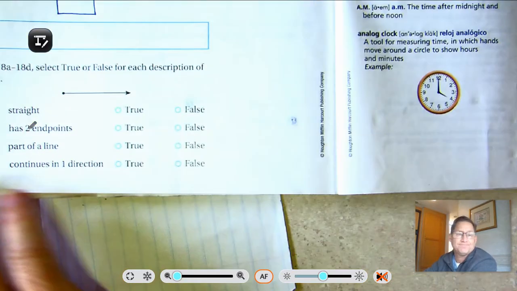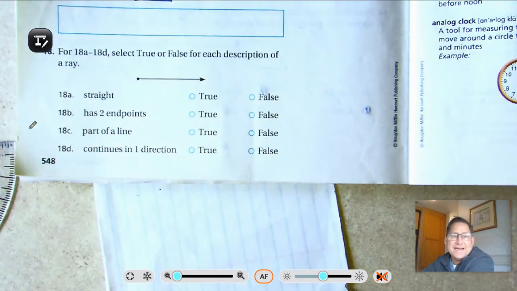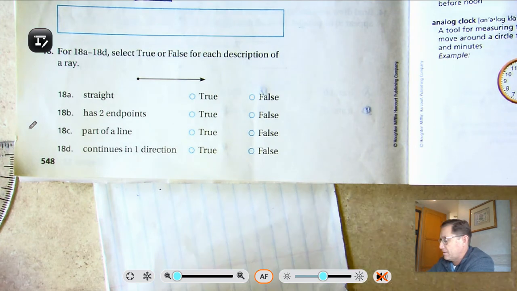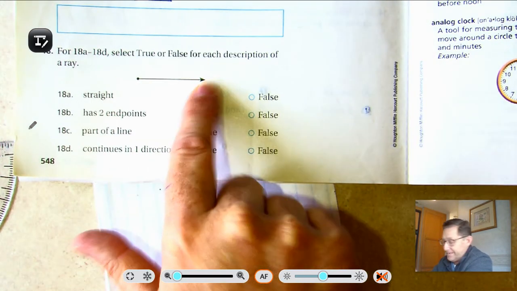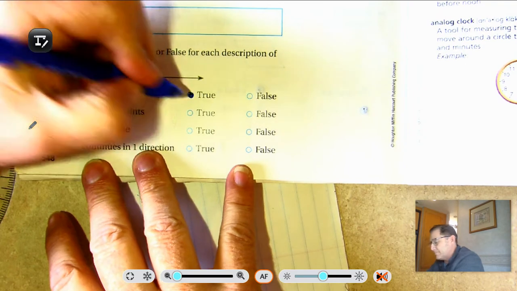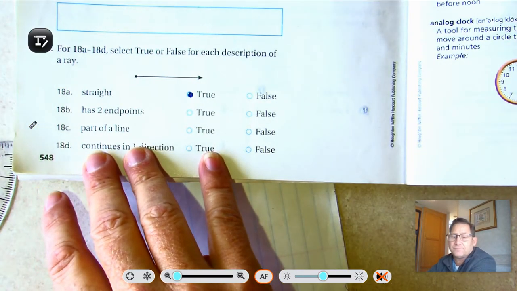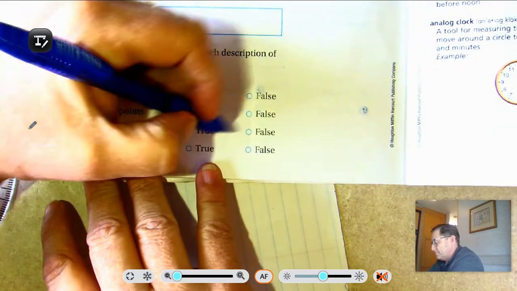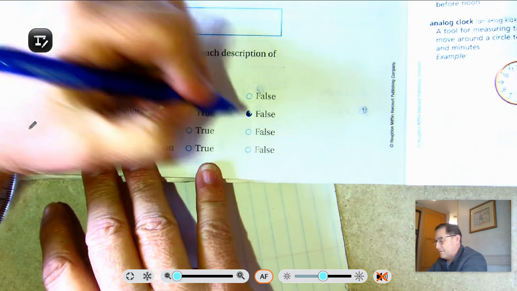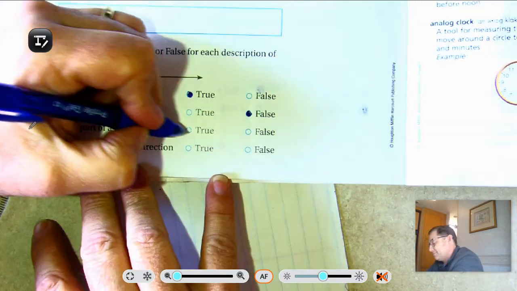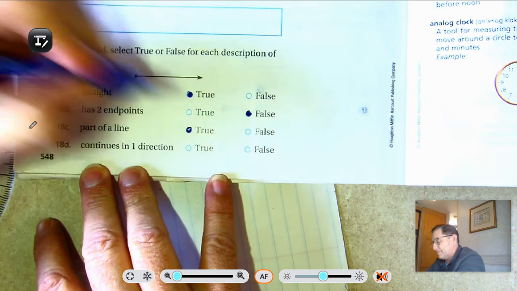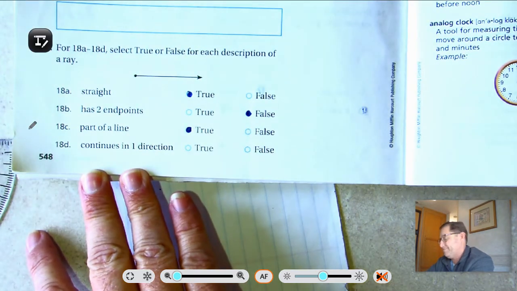And number 18. For 18A through 18D, select true or false for each description of a ray. Okay, is this ray straight? Yes. Does it have two endpoints? No, it's got one. Is it part of a line? Yes. Does it continue in one direction? Yes.